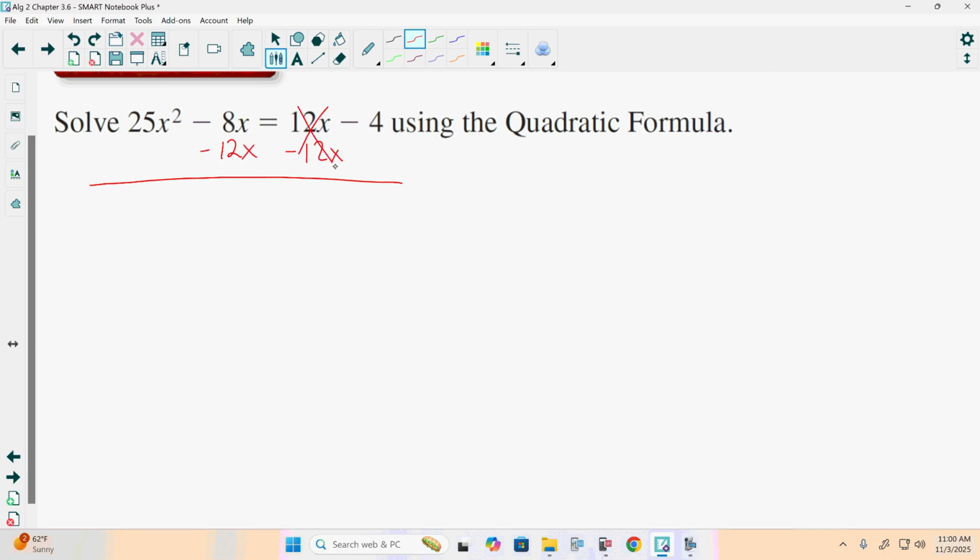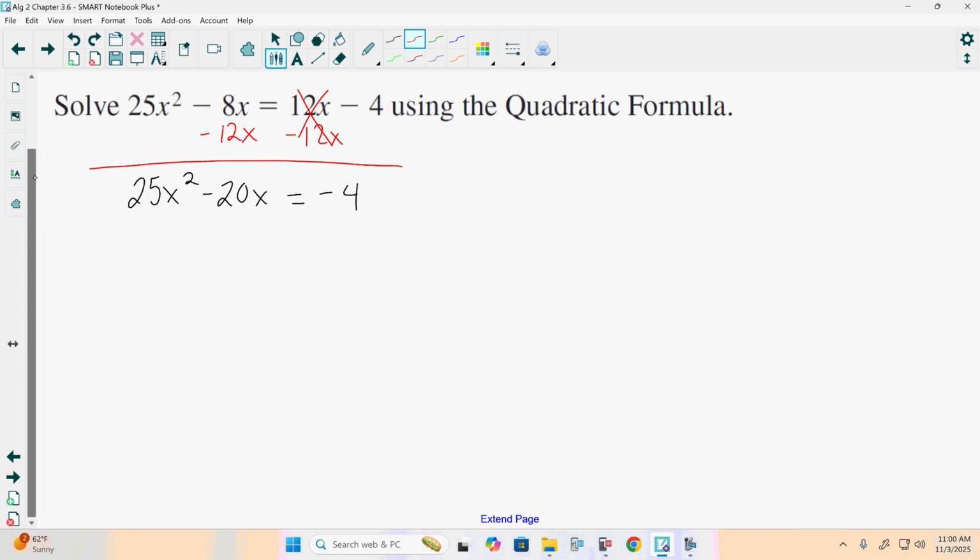Now, 12x minus 12x is indeed 0, leaving us with -4 on the right-hand side. On the left-hand side, our -8x and -12x, or -8x minus 12x, are like terms, so we have to combine them. -8 minus 12 is going to be -20x. Then we can add 4 to both sides, telling us that we have 25x² minus 20x plus 4 is equal to 0.